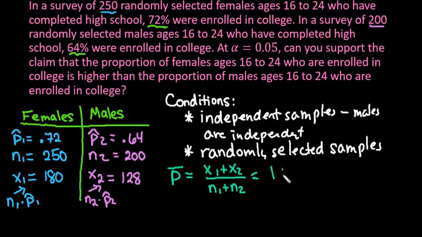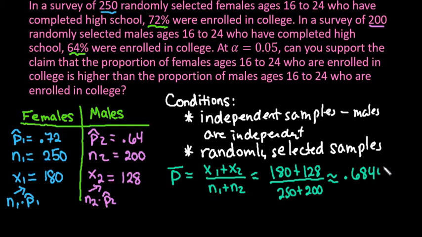All right, so x1 is 180, x2 is 128, n1 is 250, plus n2 of 200. If you are going to do hand calculations later for z and you're not relying on a calculator, I would advise finding this as an exact fraction. Because I'm plugging it into the TI-84, I'm not going to worry about that because it will give me the answer to z, so I don't have to worry about plugging it in. So when I plug this into my calculator, I get approximately 0.6844.